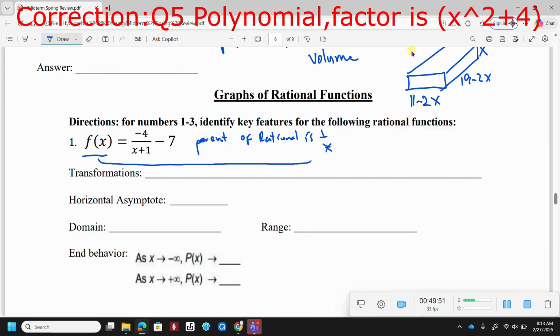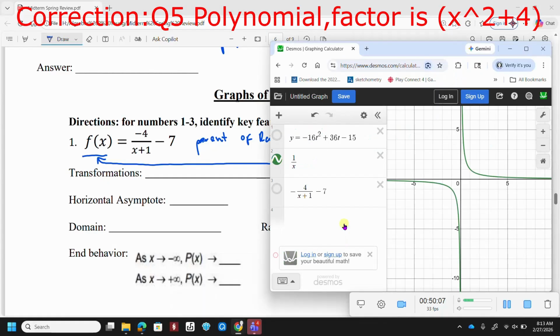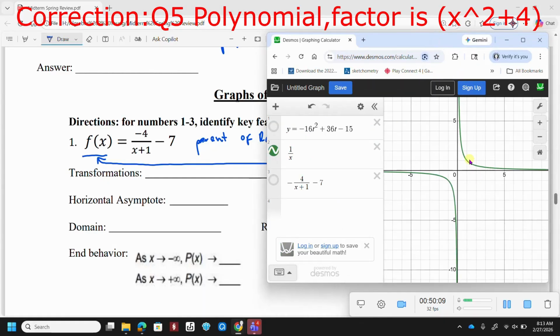To find the transformations, you need to know how this f of x transforms from here. So we want to know how from 1 over x it transforms to the f of x. So let's take a look at the graph on Desmos. So the parent and the function. So what happened to it?